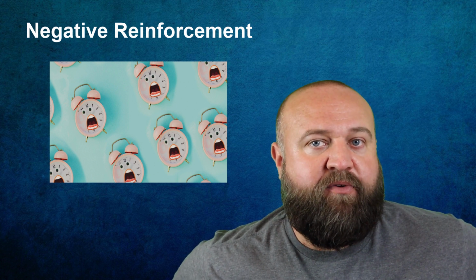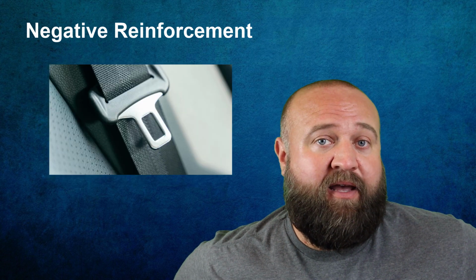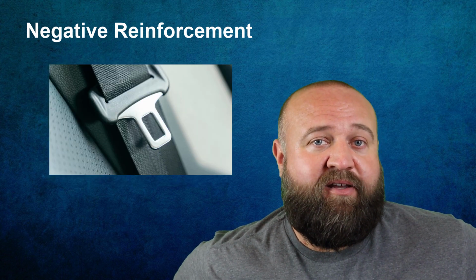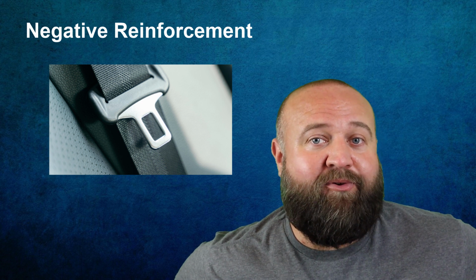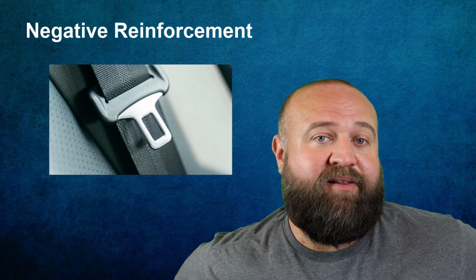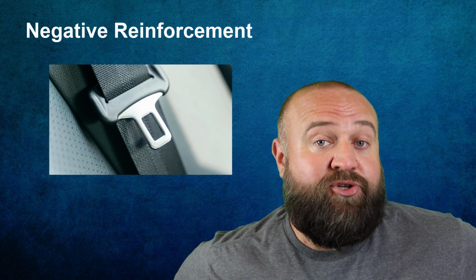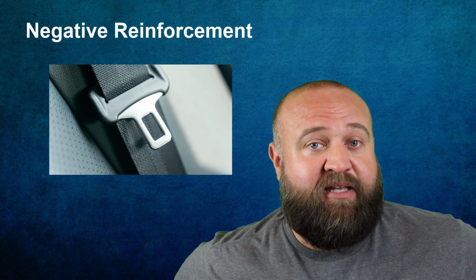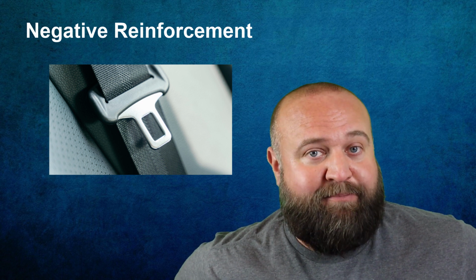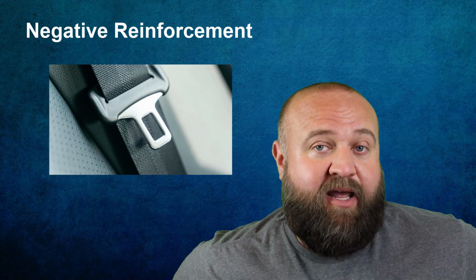Another example of negative reinforcement is the seatbelt alarm that many people have in their cars. You get in your car, you turn on the ignition, and you hear that annoying alarm that keeps going off until you put on your seatbelt. The behavior is you wearing your seatbelt. When you do that, the annoying stimulus of that seatbelt alarm stops. So that's what makes it negative.